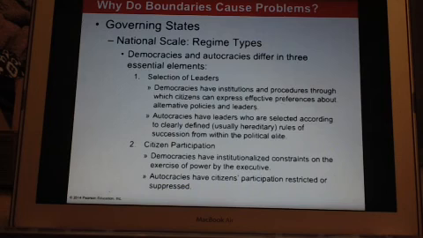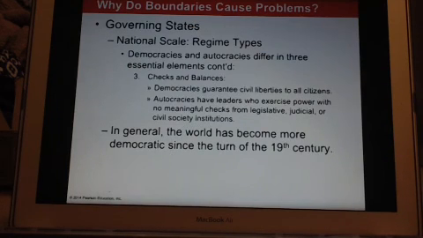Okay, the next difference is about citizen participation. In a democracy, there are institutionalized constraints on the exercise of power by the executive, so by the person who is at the top of the democracy. Whereas in autocracy, citizens' participation is restricted or suppressed. So in a democracy, the executive has constraints on their power, and in autocracy, the citizens have restraints on their power. And the third difference is in the area of checks and balances. Democracies guarantee civil liberties to all citizens, and autocracies have leaders who exercise power with no meaningful checks from legislative, judicial, or civil society institutions.